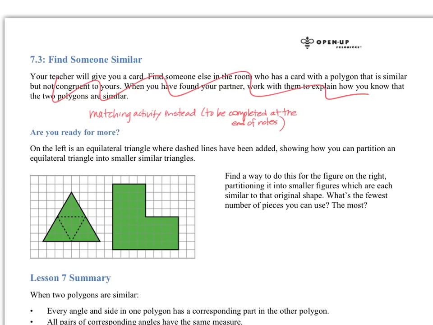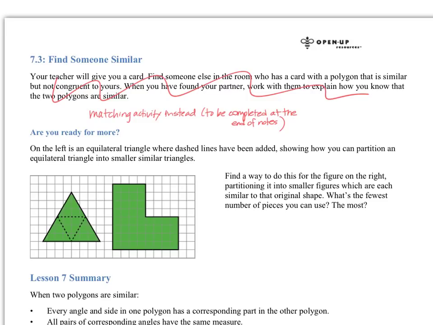Looking at activity 7.3, it says to find someone similar. But since I am out of the classroom today, we're going to go ahead and complete a matching activity at the end of the notes. So we'll continue to the Are You Ready for More? And then when we complete this side of the notes, you'll go to the substitute and collect the matching activity.